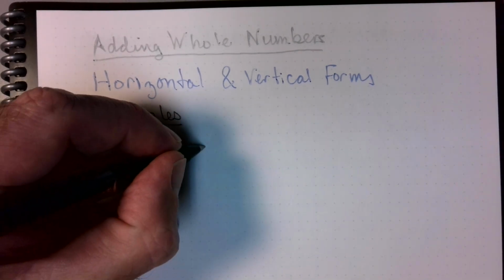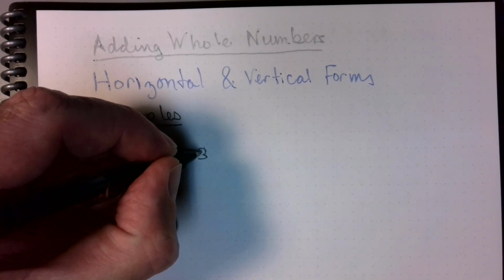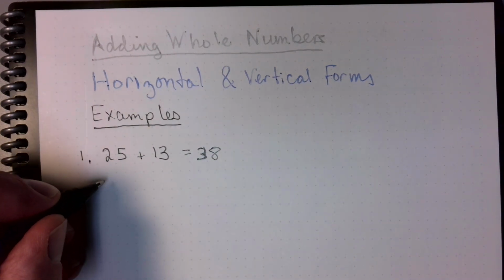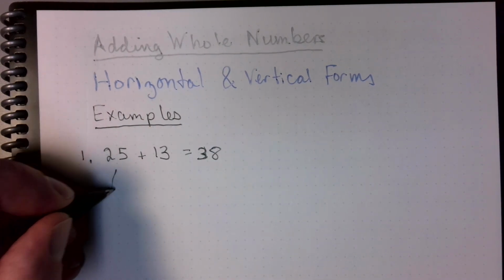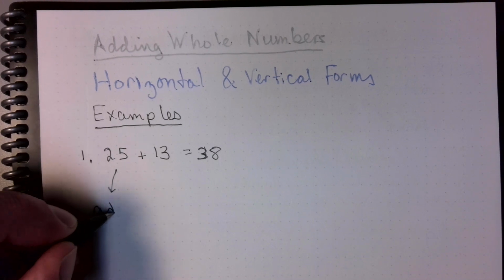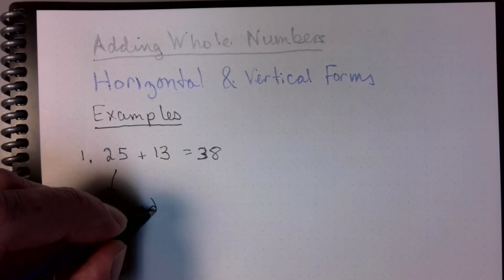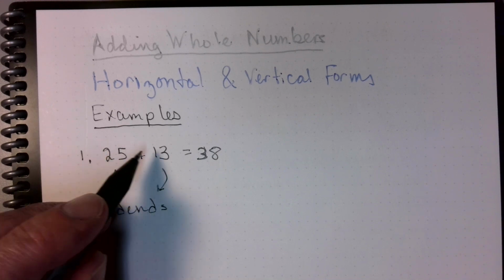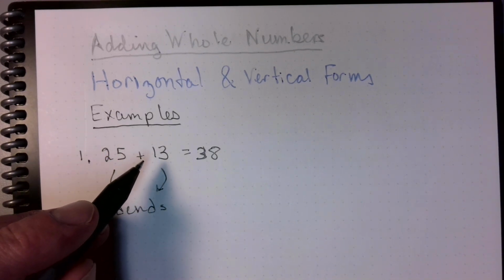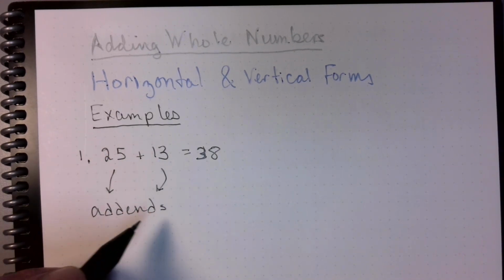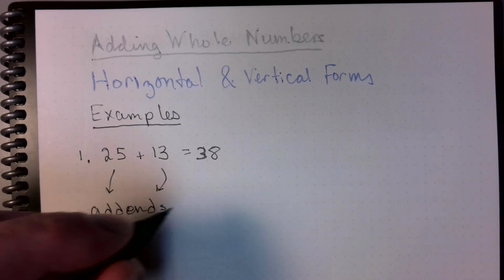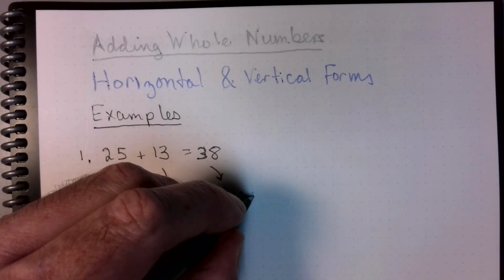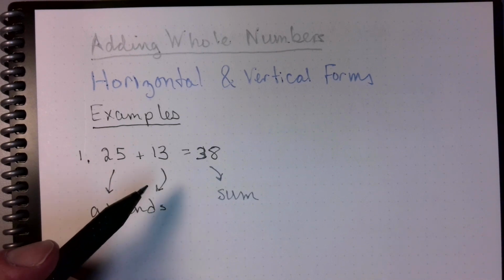25 plus 13 equals 38. Oh, just for some lingo here, some vocabulary. Each of these numbers that we are adding together are called addends. That's an E right there. And the result of doing the addition is called a sum.